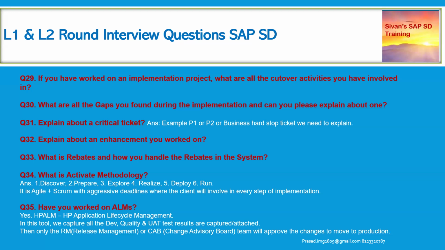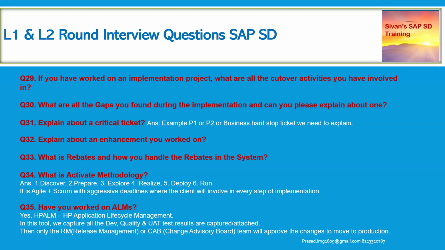What are rebates and how do we handle rebates in the system? Rebates are a special kind of discount which we offer to loyal customers based on their volume of purchase or value of purchase over a period of time. We use the VBO1 transaction to create the rebate agreement type and the validity periods. Once they meet the requirements based on volume or value of purchase, it can be settled. That is the rebate settlement.